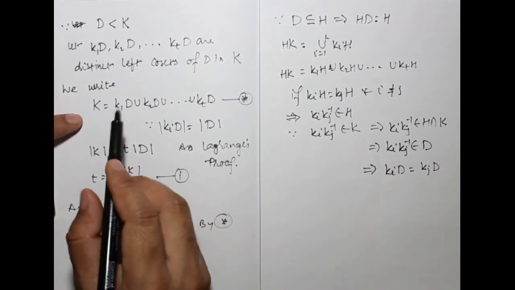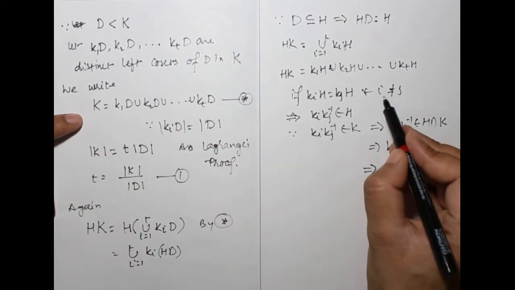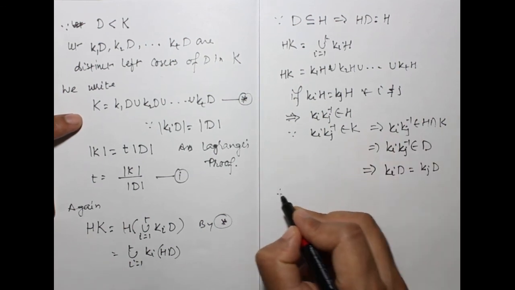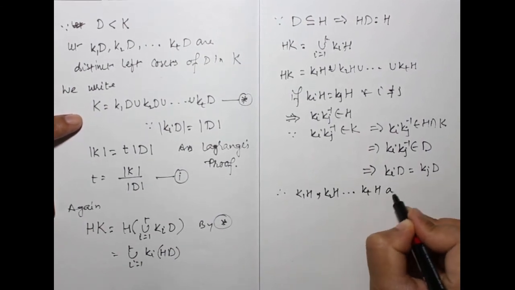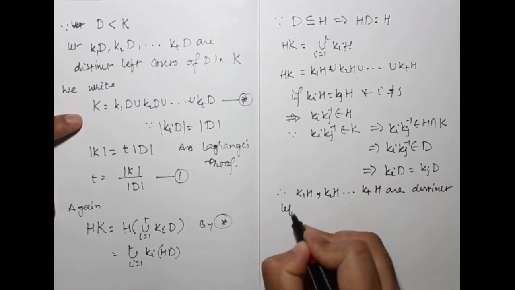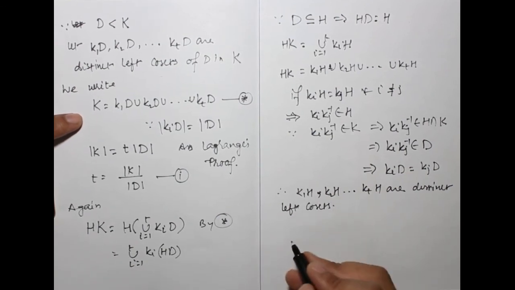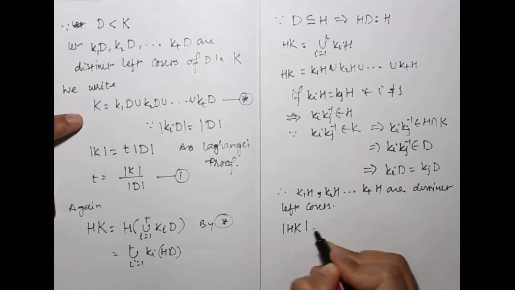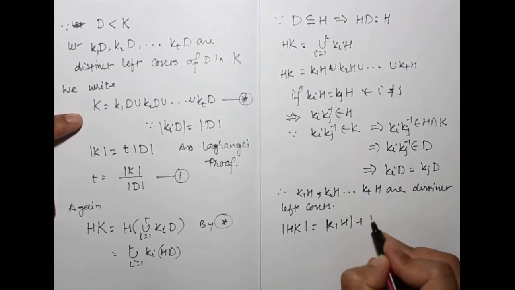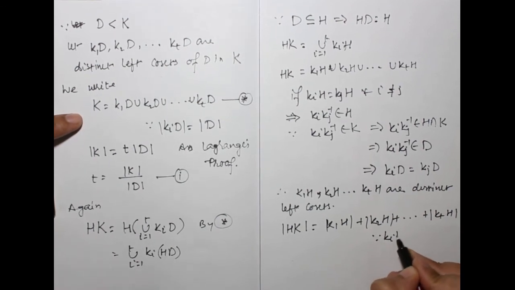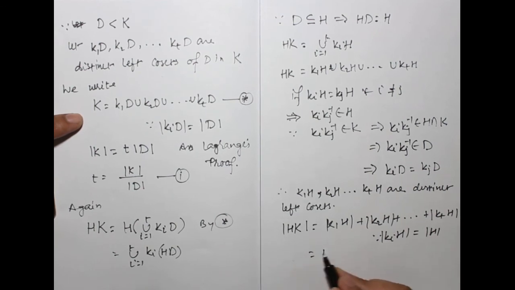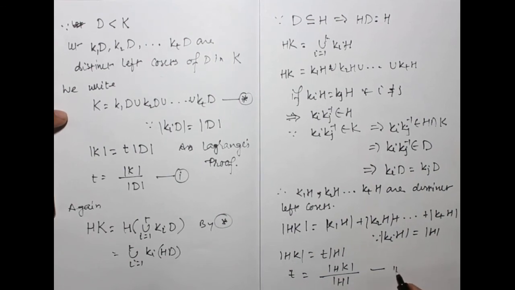but we chose these cosets to be distinct for distinct i and j. Therefore K1H, K2H and so on, KTH are distinct left cosets. So we can write the cardinality of HK equals the cardinality of K1H plus K2H and so on, plus the cardinality of KTH. Since K_i H has the same cardinality as H, this is T times the cardinality of H. So T equals the cardinality of HK upon the cardinality of H. This is equation second.